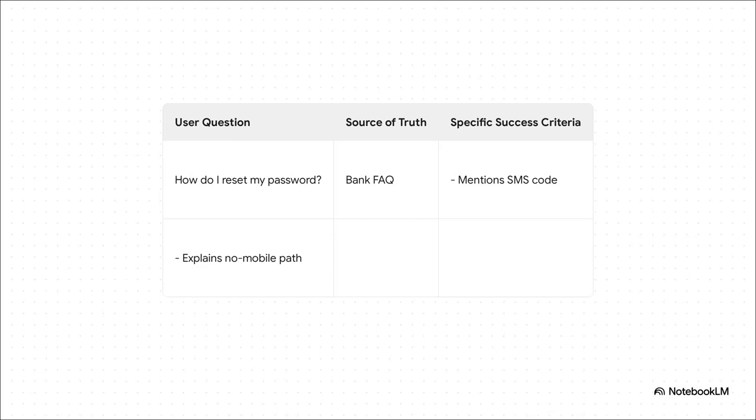Let's make this super concrete, because this is really the heart of the whole thing. So for a bank's support bot, you don't just ask some vague question like, was the answer good? No way. Instead, check out this table. For a super specific question like, how do I reset my password? You build an equally specific checklist. Did the AI's answer mention the crucial detail about the SMS code? Yes or no? Did it tell you what to do if you don't have a phone? These are simple pass-fail questions tied directly to what a real user needs to know.